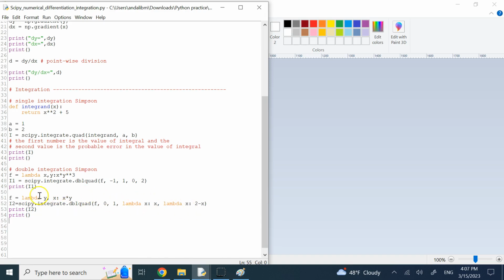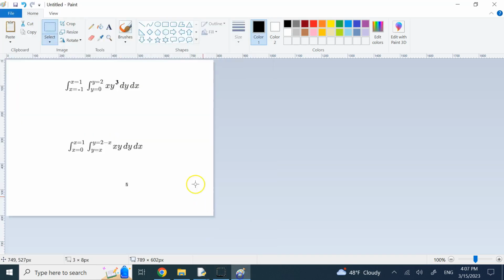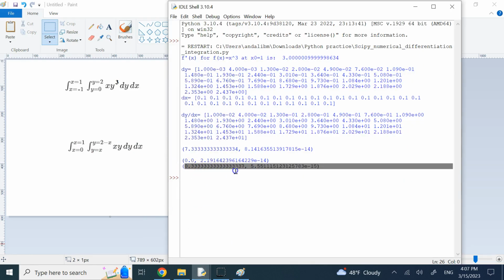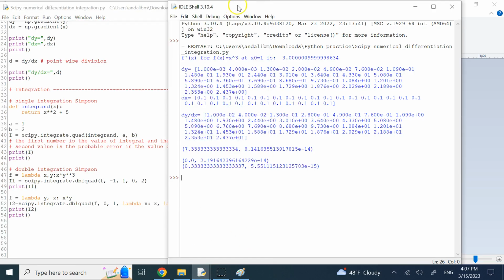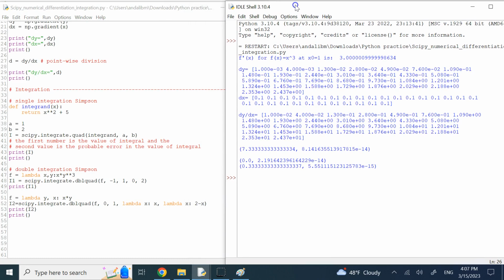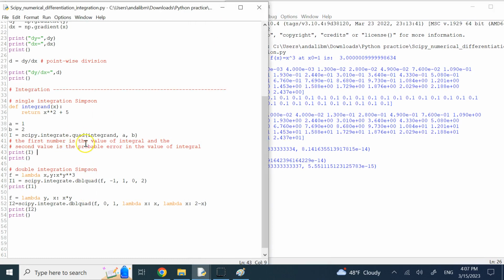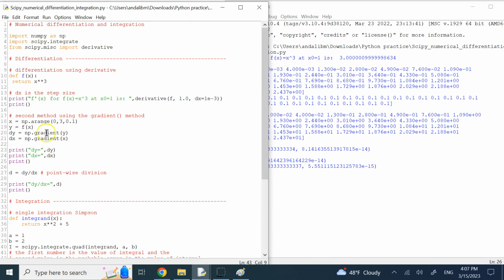So you see, not only can I use anonymous functions as the main function under the integral, the integrand, I can also use them for upper and lower limits if they are functions like this and they are not pure numbers. And here is my number, and this is again the potential error. So the method is called quad, whether single, just quad, or double, dblquad. And for derivatives, I can use the division of the gradients, or I can use this derivative method here.